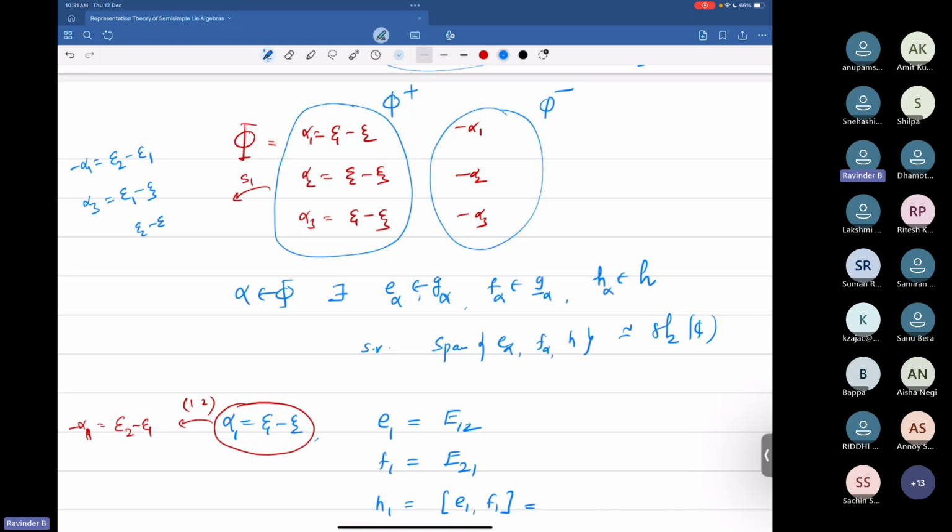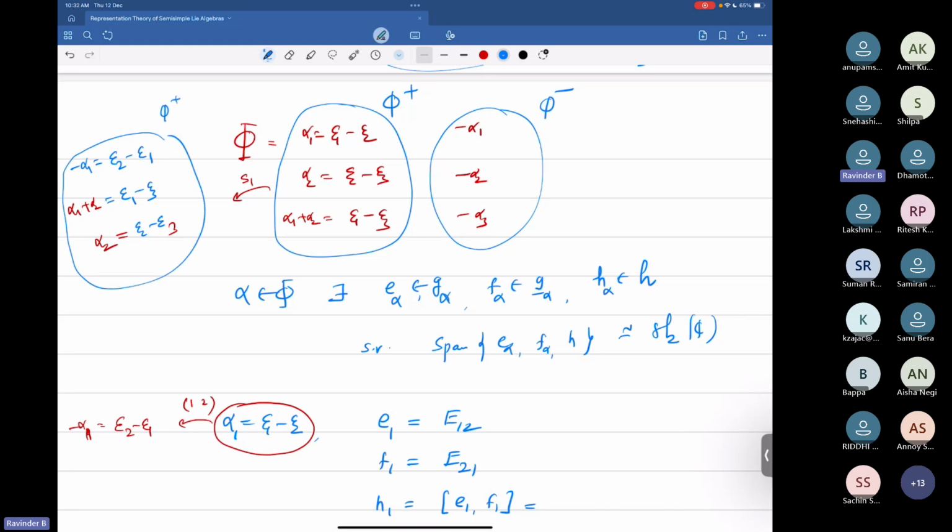Instead of alpha 3, you write it as alpha 1 plus alpha 2. And epsilon 2 minus epsilon 1 comes from swapping, right, by S1. So this is alpha 2. So this is another positive root system you can declare if you want.